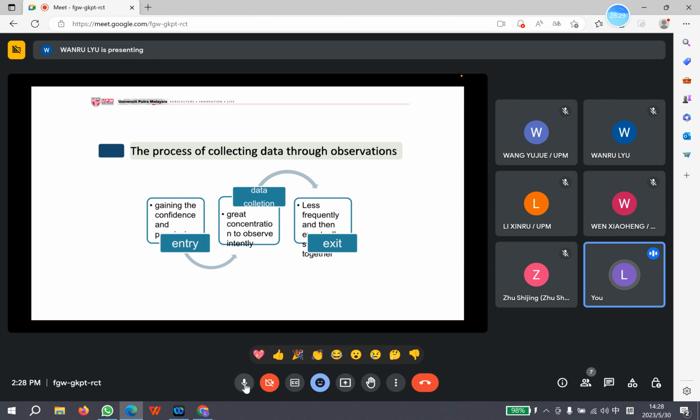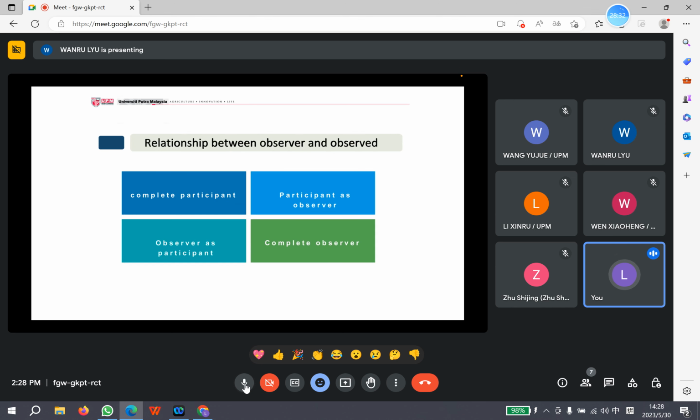And now let's look at another one, the relationship between observer and observed. And number 1 is complete participant. And number 2 is participant as observer. Observer, that means everyone knows you have the task of observer, but you take part in all the activities. And next one is observer as participant. So observer, that means the task of observation is more important than the role of participant. And the last one is complete observer.